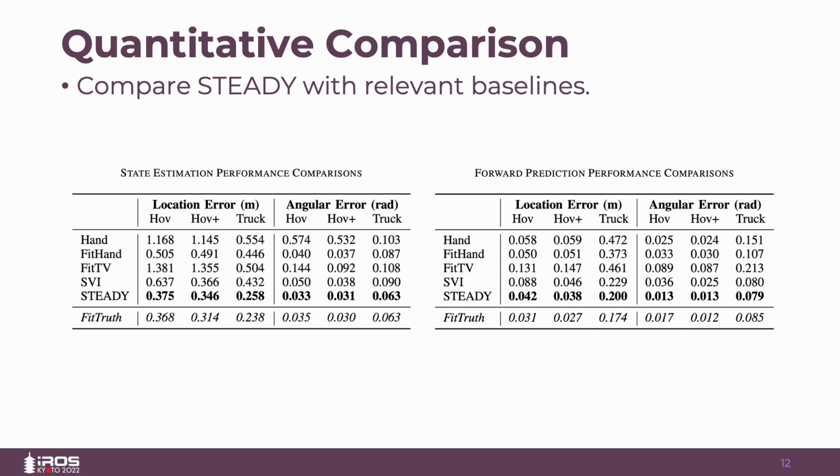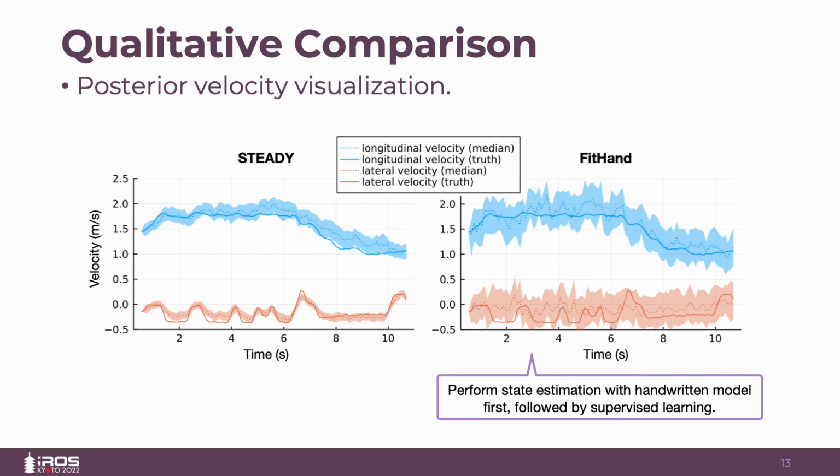In our main experiments, we evaluate STEADY and 4 other baseline techniques on data collected from both simulation and real-world robots. And our results show that STEADY significantly outperforms all other approaches in both state estimation and forward prediction tasks. We can also visually compare the posterior velocities inferred by STEADY and another learning approach that relies on a handwritten dynamic model. We see that our iterative approach produces results with much higher quality and avoids the biases caused by the incorrect modeling assumptions in the handwritten model.